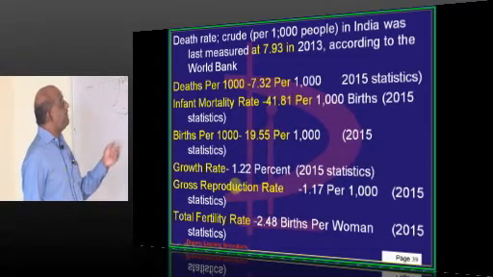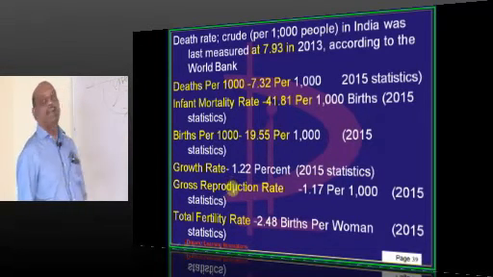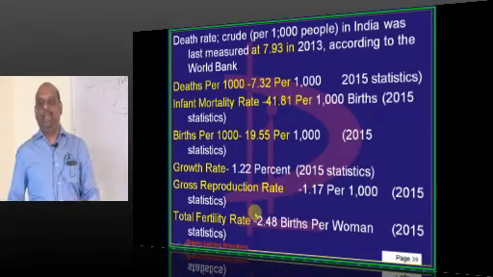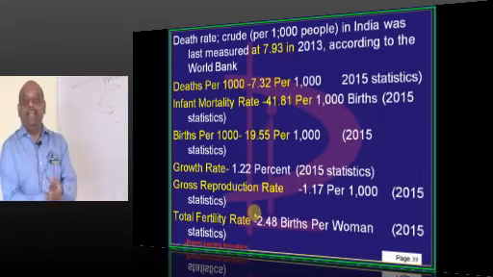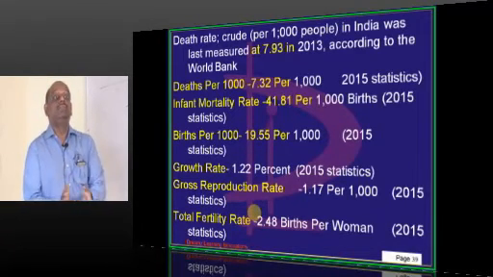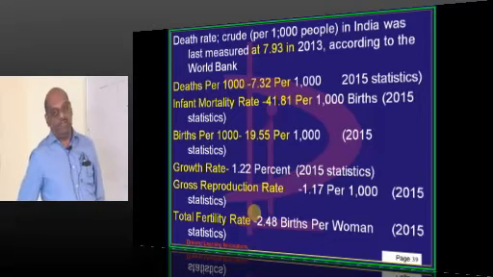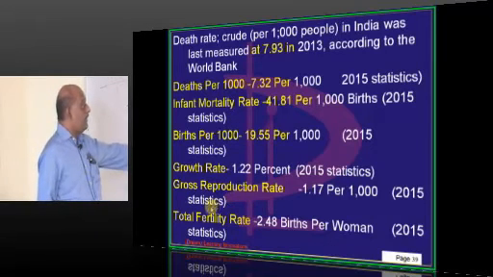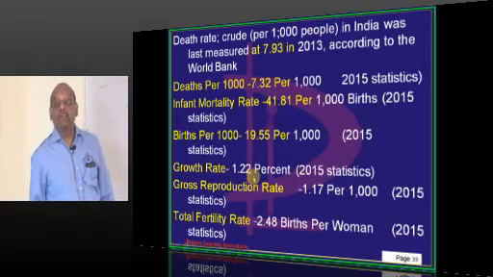Total fertility rate is double the, almost, yeah, 1.22. Please give one big clap. Total fertility rate is, loud. Total fertility rate is 1.22. Sorry, 2.48. But the growth rate is 1.22.